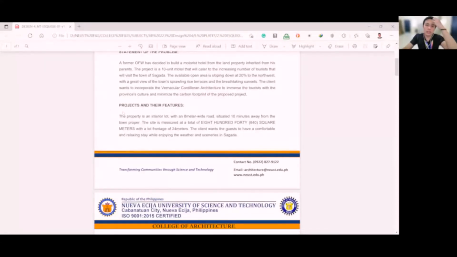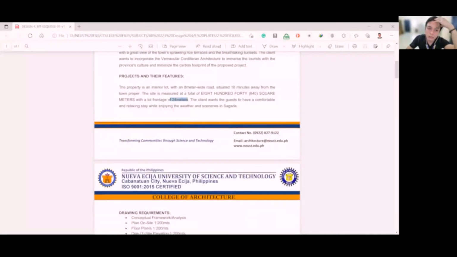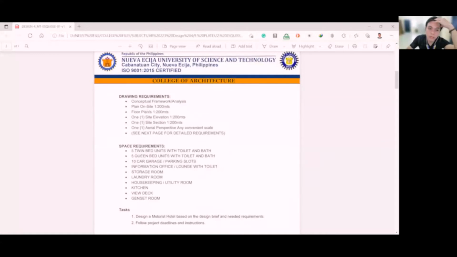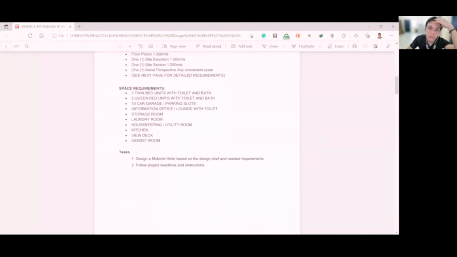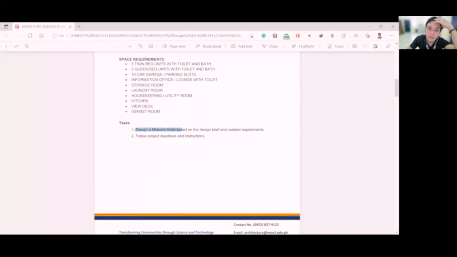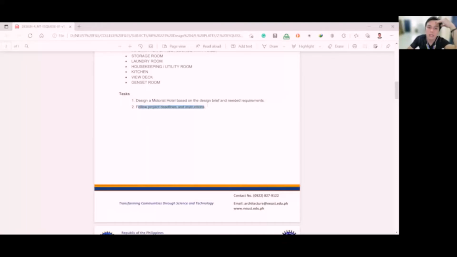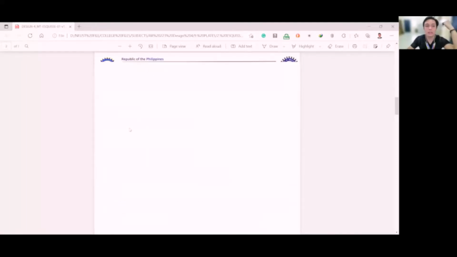Projects and their features. So important stuff. 8-meter wide road, 10 minutes away from the town proper. So it has a total lot area of 840 square meters with a frontage of 24 meters. You know now how to compute this. Drawing requirements. So space requirements. So yan, basahin nyo na lang. Task, design a motorist hotel based on the design brief and needed requirements. Follow project deadlines and instructions.